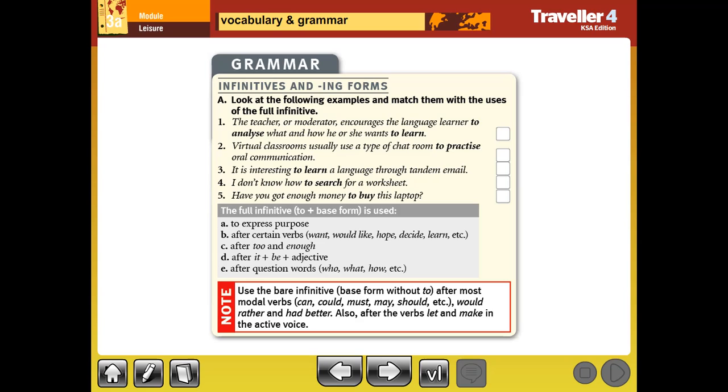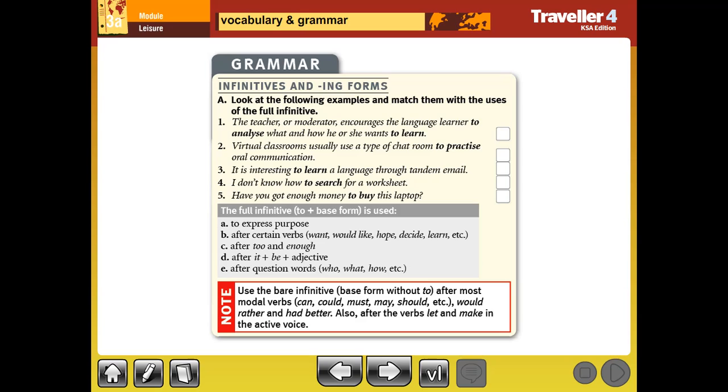We use to infinitive to express purpose, الهدف، الغرض. When I ask you, why do you go to school? You can answer, I go to school to learn. I go to school to study. So you have a purpose. When I ask you, why do you play well? You can answer, to win the game. Why do you study hard? To get full marks. Then to infinitive for purpose.